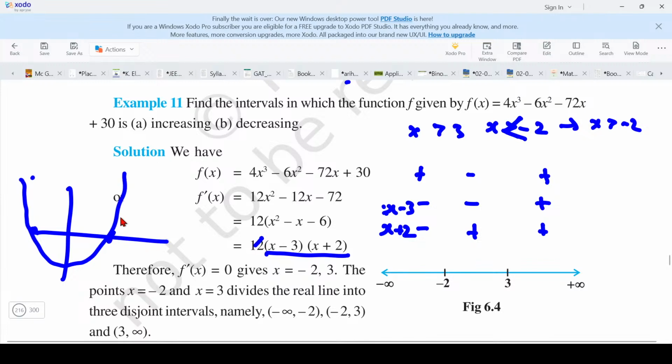So beyond 3, it is always positive. Before -2, this is always positive. And in between -2 and 3, this is negative, right? That is what we are saying here.